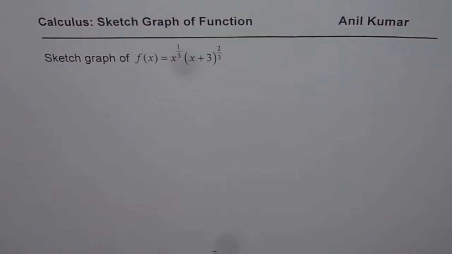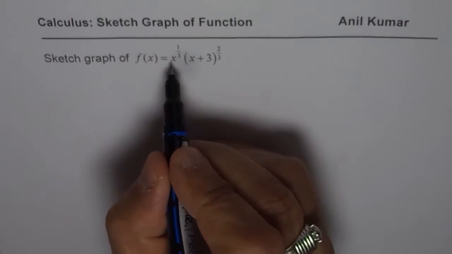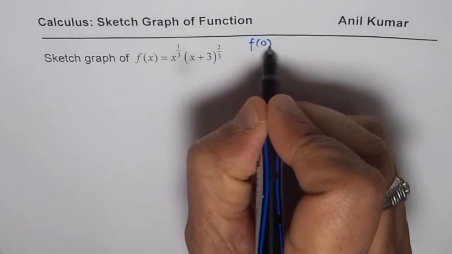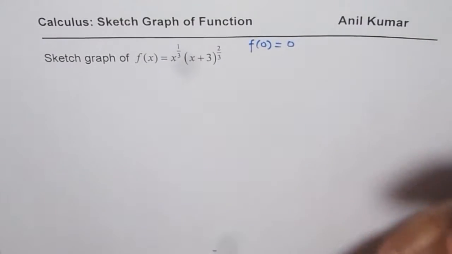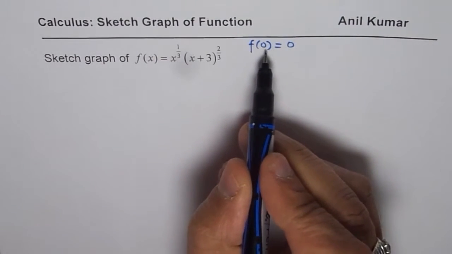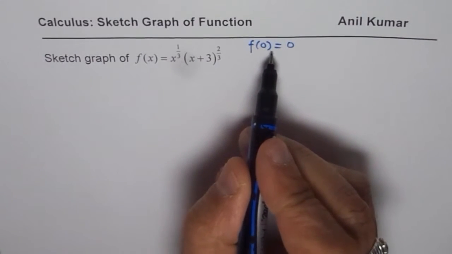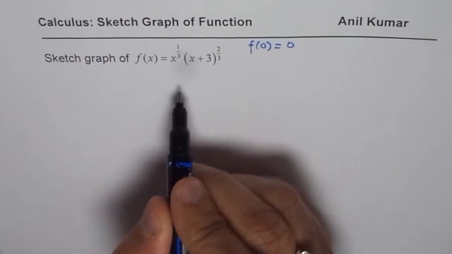Whenever you're given a function to sketch, it's a good idea to start with x-intercepts and y-intercepts. So if I write 0 for x, what do I get? f of 0 is equal to 0, so that is both our x and y intercept. So 0 is part of the function.